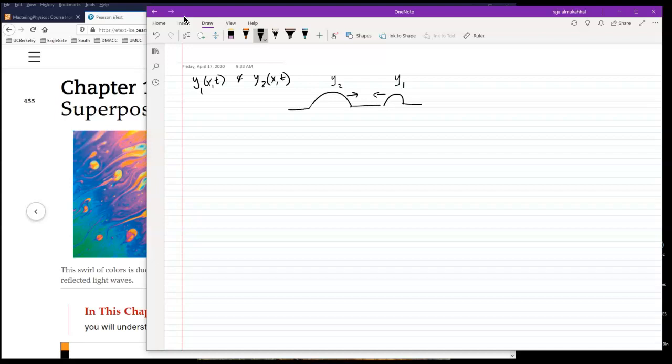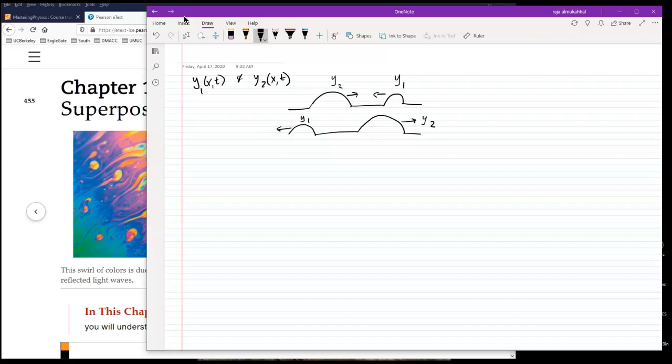They're coming toward each other. What will happen is that they will pass through each other as if the other does not exist. In other words, y1 is going to be here after a little bit, moving on its way, and y2 is right there.